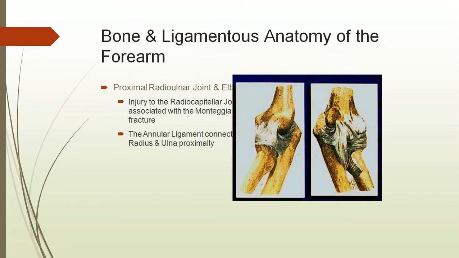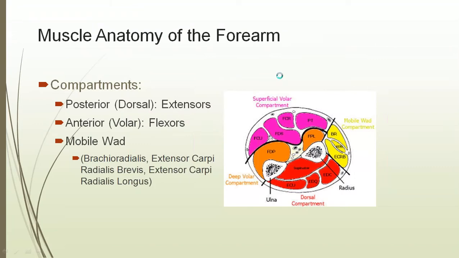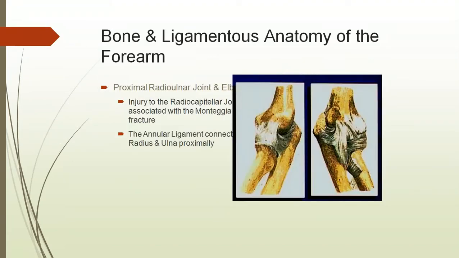So what about these bones and ligaments? Coming to the proximal radioulnar joint, an injury to the radiocapitellar joint is associated with Monteggia fracture, like the annular ligament, which is a round ligament which surrounds the neck of the radius.